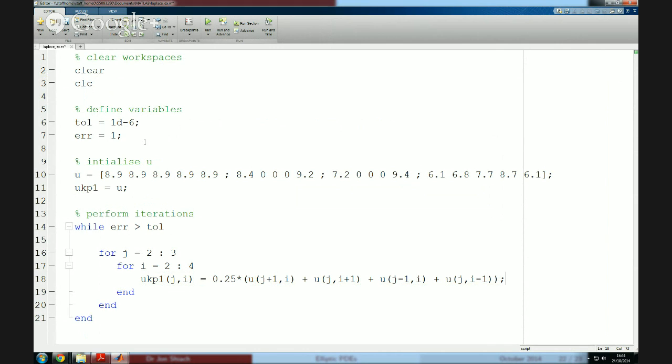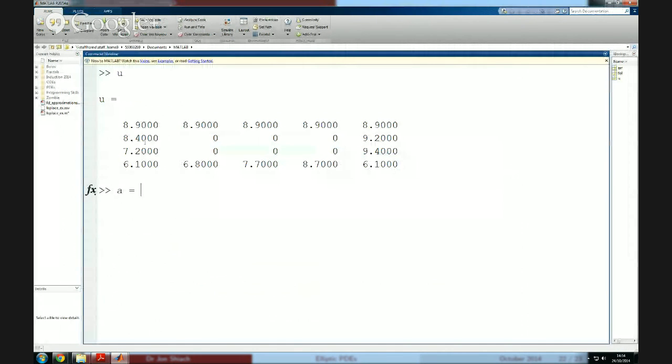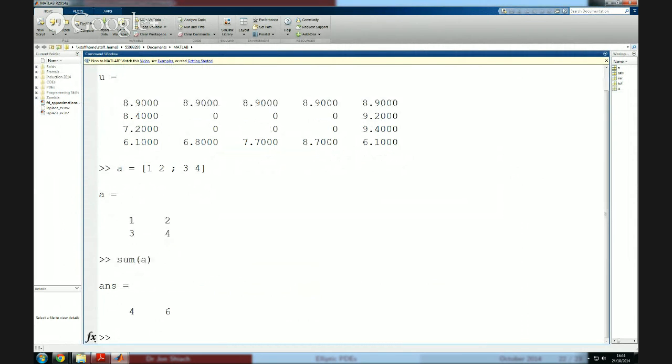What I have to do after that is calculate whatever the error is. What we can make use of is the sum command. So if I say error is the square root and the sum, I've got a nested sum. Now, why have I got that? What I'm going to do is just show you on a quick dummy matrix. If I sum A, it sums the columns. So if I do sum of my matrix A, it's added 3 to 1, giving me 4. Add 2 to 4, it's giving me 6.